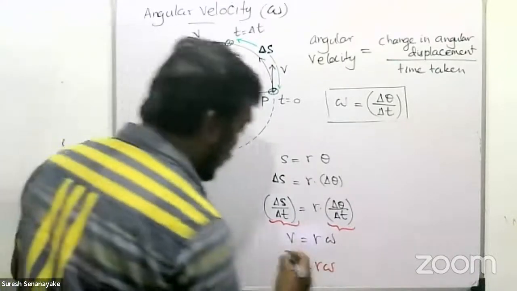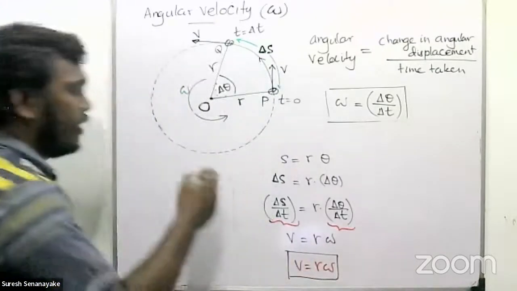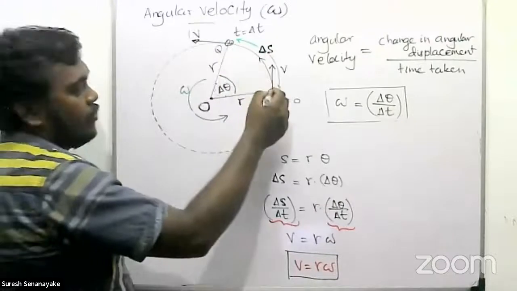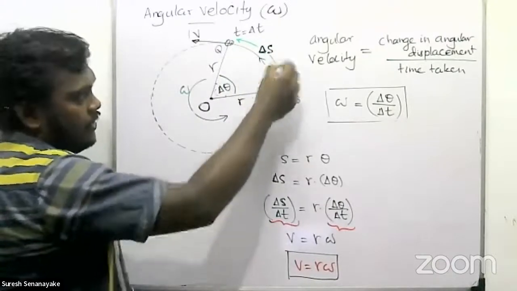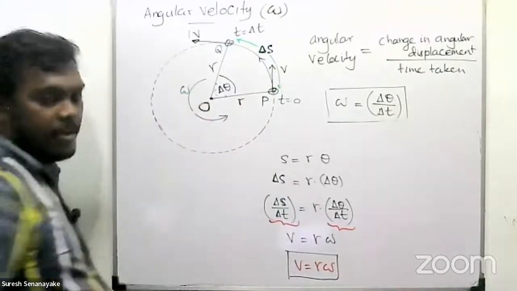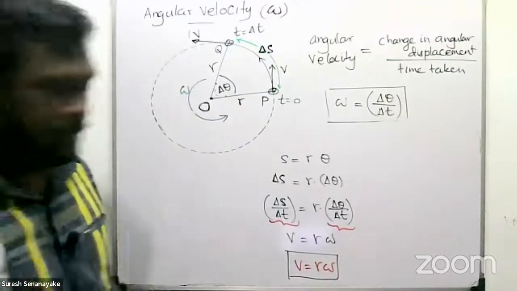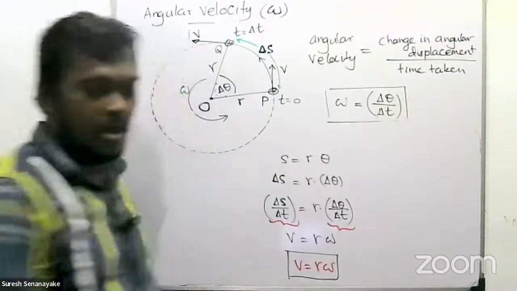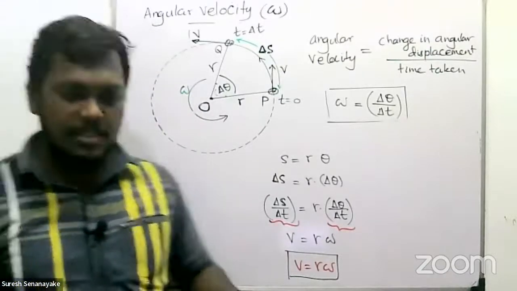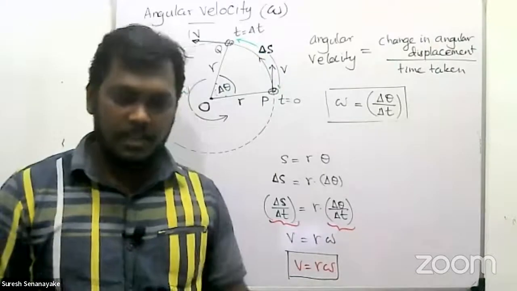When the object is moving along a circular path, it has a linear velocity at a point. At that point, the linear velocity is the radius multiplied by the angular velocity at that point. So v equals R omega. It's clear.